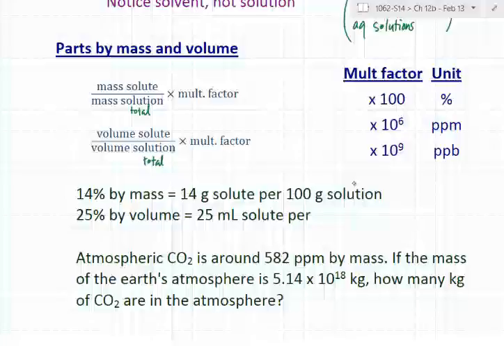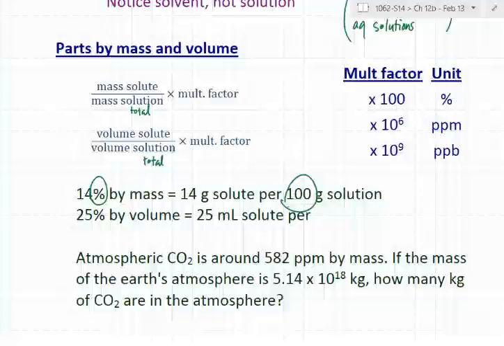So one really easy way of interpreting anything that's parts by, whether it's percent or parts per million, parts per billion, is to set up a relationship where that number is an amount of solute, and then the multiplication factor is how much solution you're talking about. So 14% by mass means 14 grams of solute per 100 grams of solution. We just use the unit to tell us what we're talking out of, essentially. How much out of that 14 is.